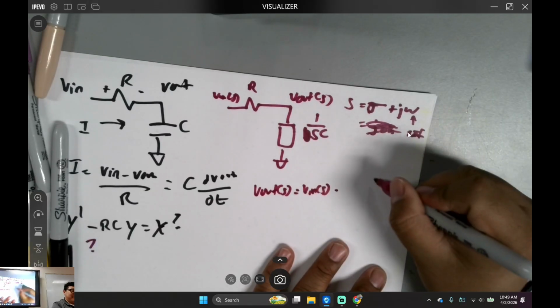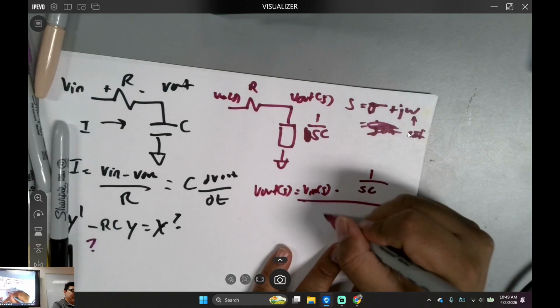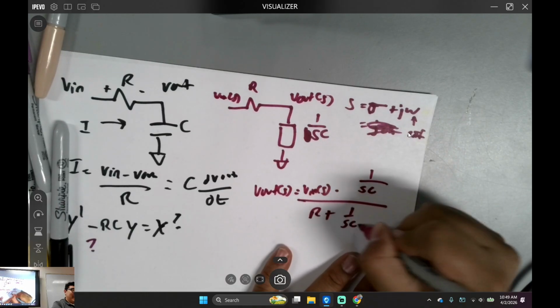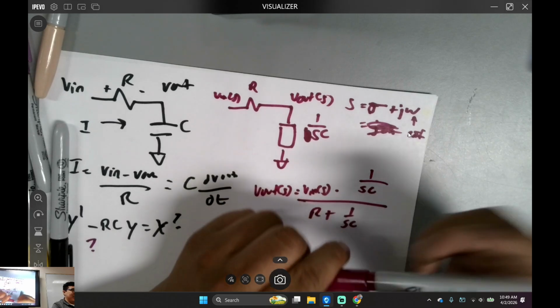The impedance right here: R plus 1 over SC. Thank you. I actually enjoy the comments.